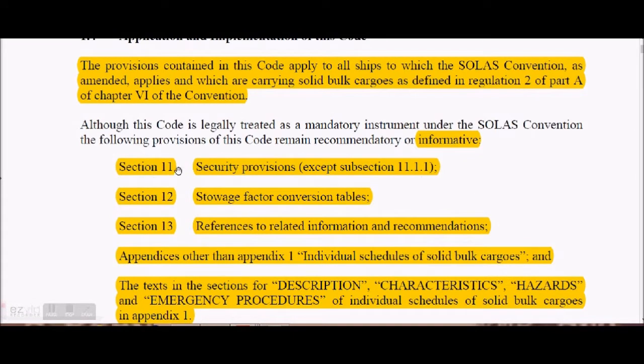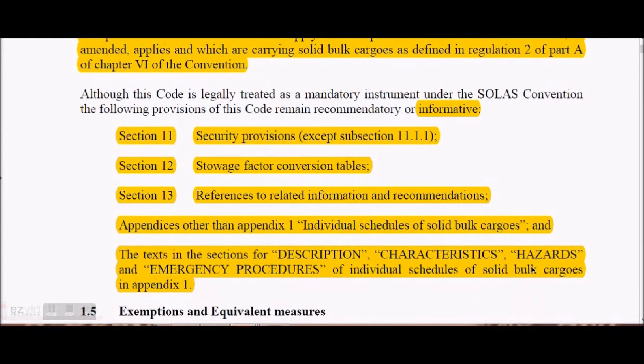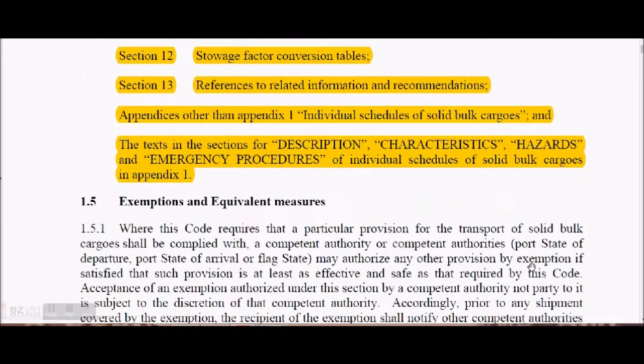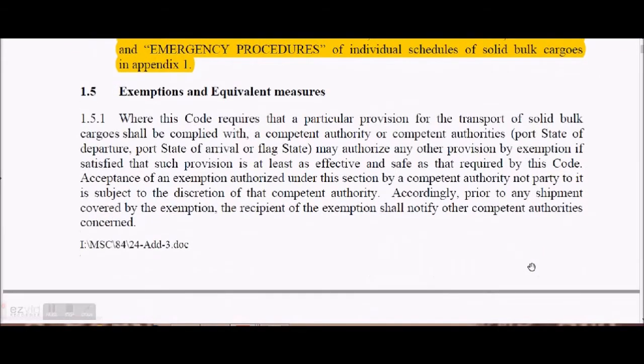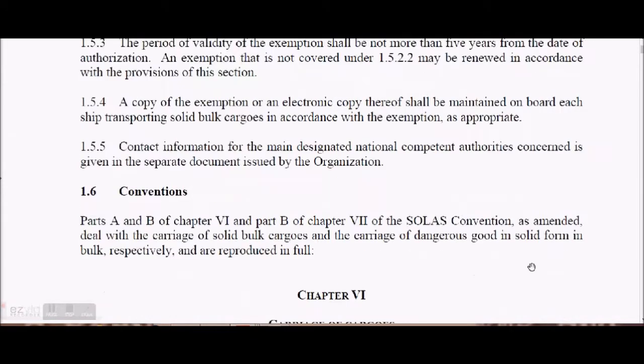So sections 11, 12, 13, 14 are informative. And the appendices other than appendix 1, the individual schedule of the shuttle berth, descriptive characteristic, are informative. So except appendix 1, all are informative. Then exemption and equivalence, copies.